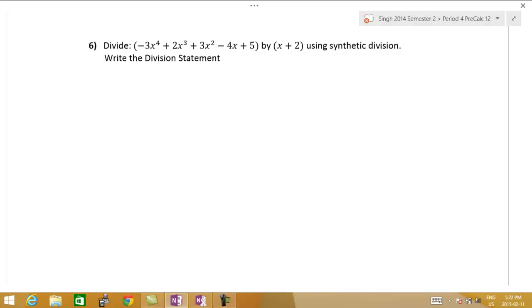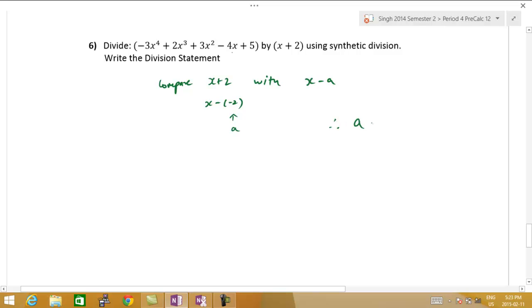So first things first, I want to make sure that all the terms in the polynomial are here. So I got the x to the 4th, x cubed, x squared, x, and the constant. Good. I'm working with x plus 2, so I'm going to write down what information I need. I need to compare x plus 2 with x minus a, because a is the value that I need to put outside the synthetic division. So x plus 2 can be written as x minus a negative 2, and then this would become the a value. So therefore, my a value is negative 2.